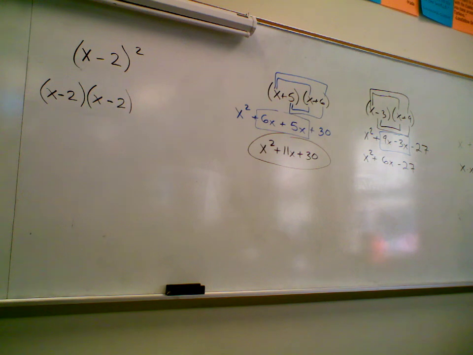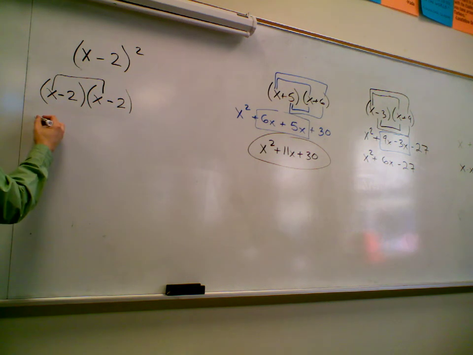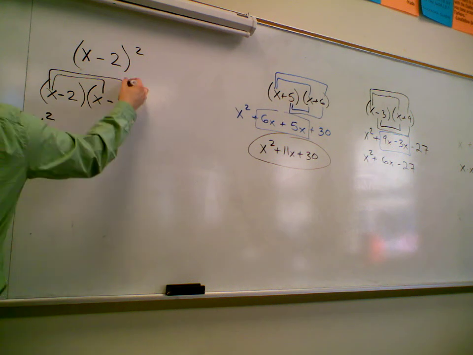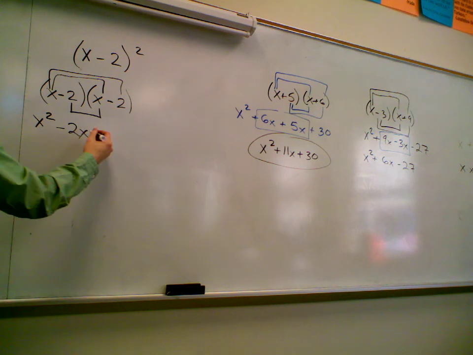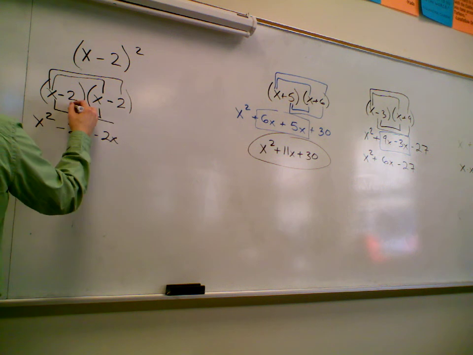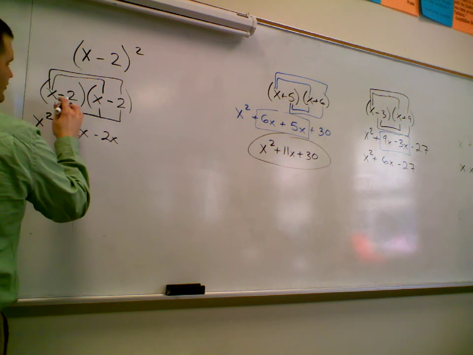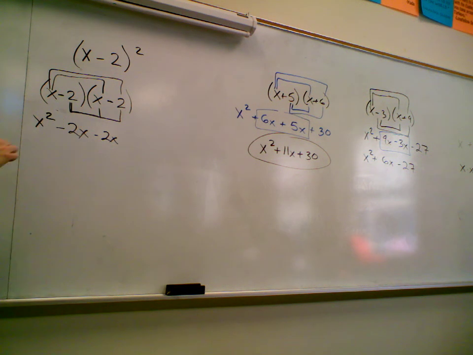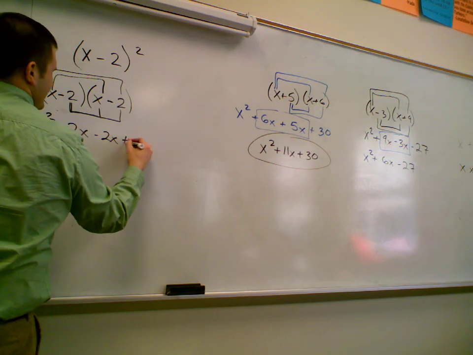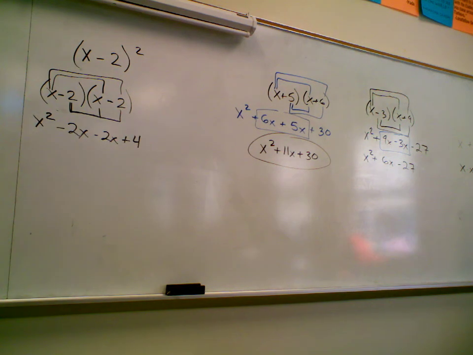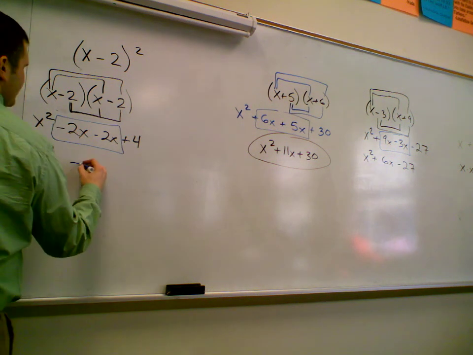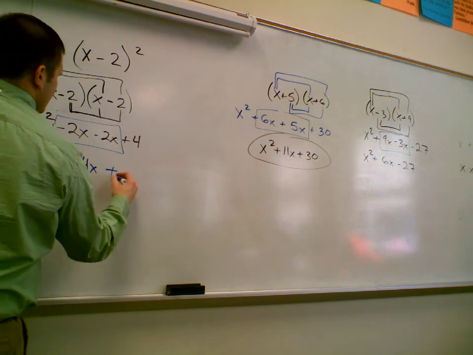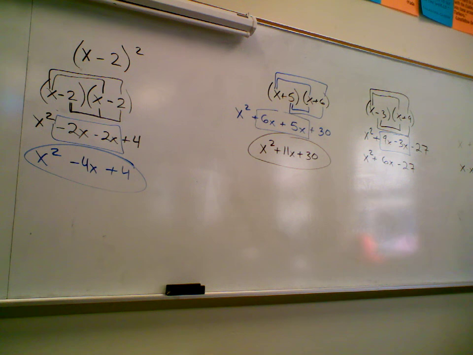So now we can FOIL again. First, x times x is x squared. Outsides, negative 2x. Insides, negative 2x. Lasts, positive or negative? Negative times negative. 2 negatives make a? Positive. Good job. So what's negative 2x minus 2x? Negative 4x. So x squared minus 4x plus 4. And that is the answer.